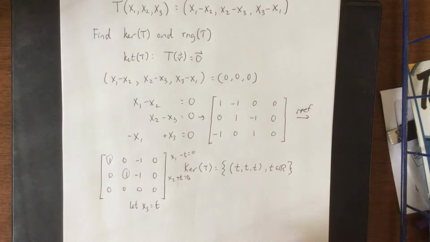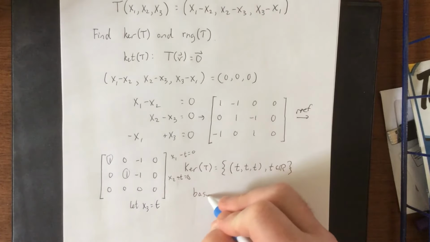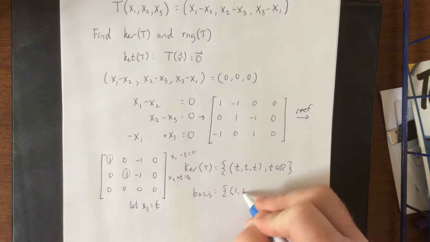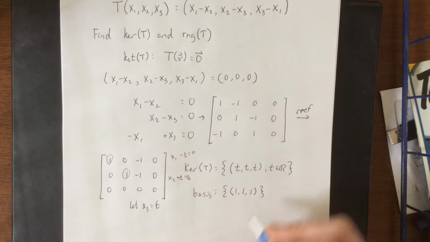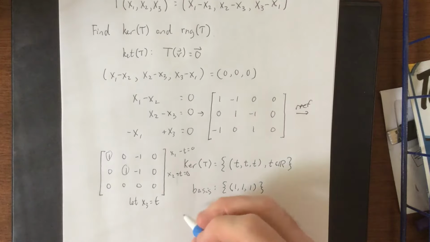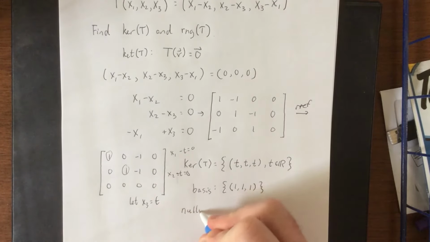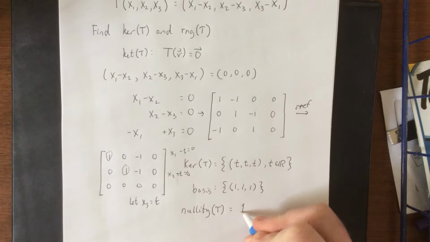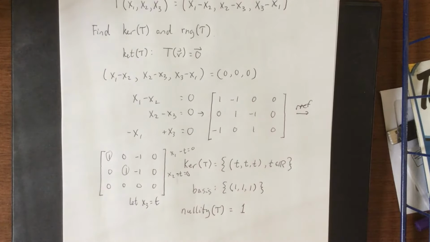And indeed, if I do t minus t and t minus t and t minus t, I will get 0 for all of those. We can also point out that a basis of the kernel would be the set containing the vector 1, 1, 1. And as such, we can also identify the dimension of the kernel, which is known as the nullity of T, as being 1 for this one-dimensional vector space.